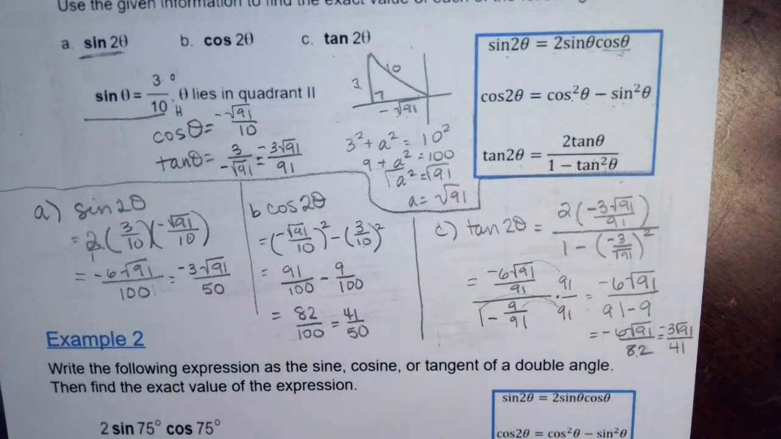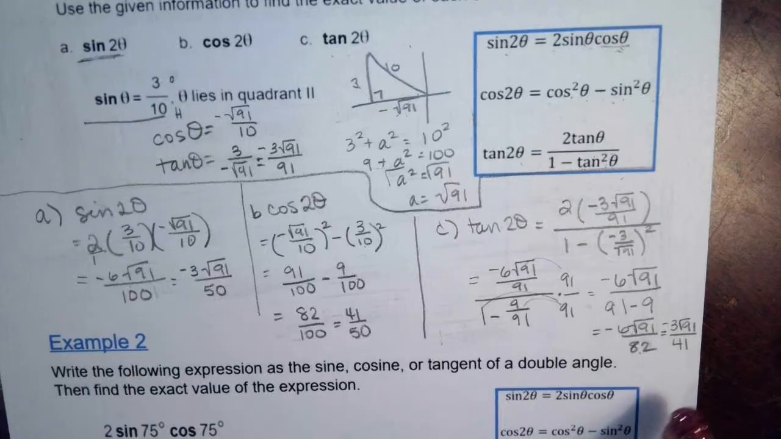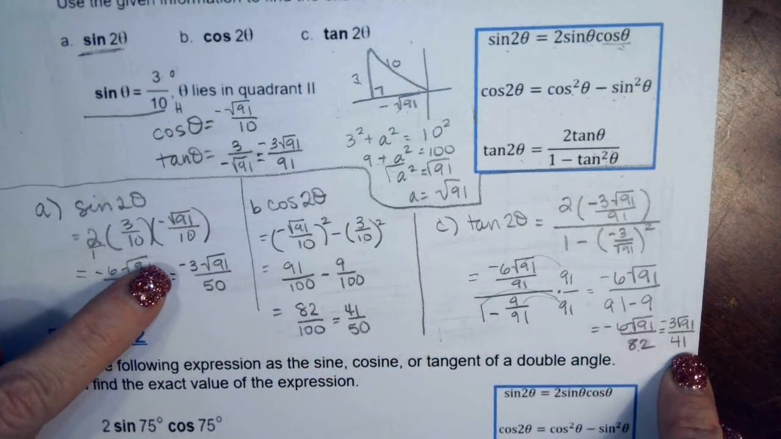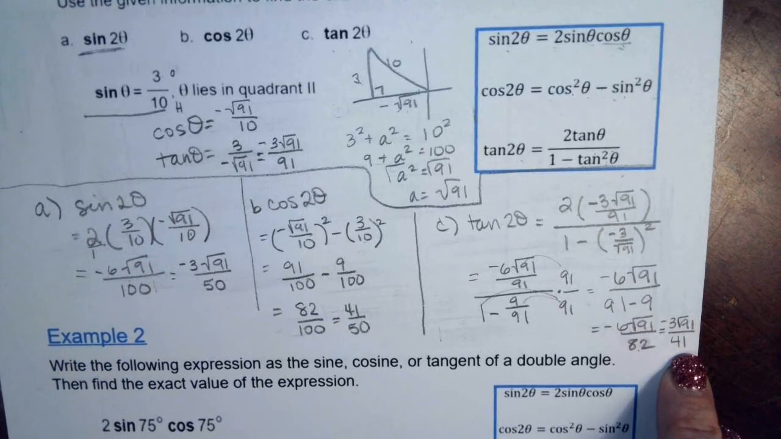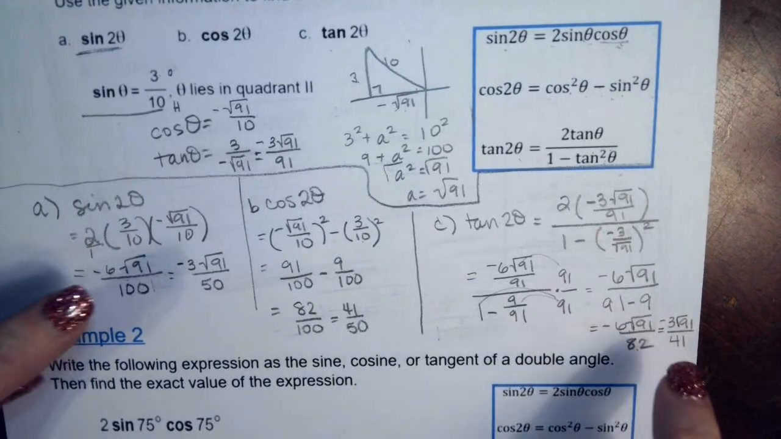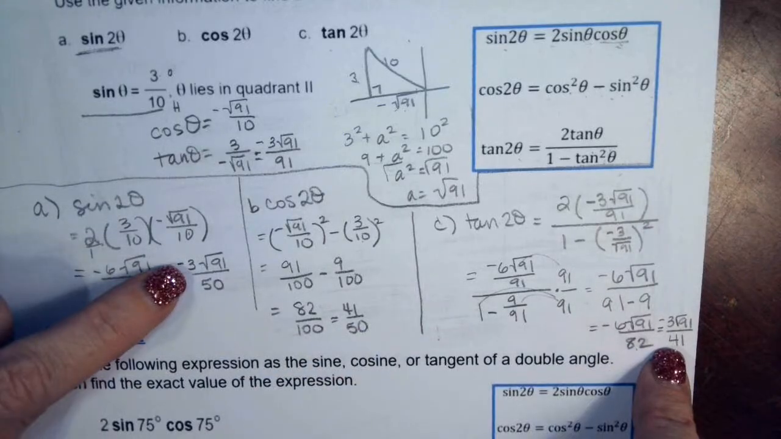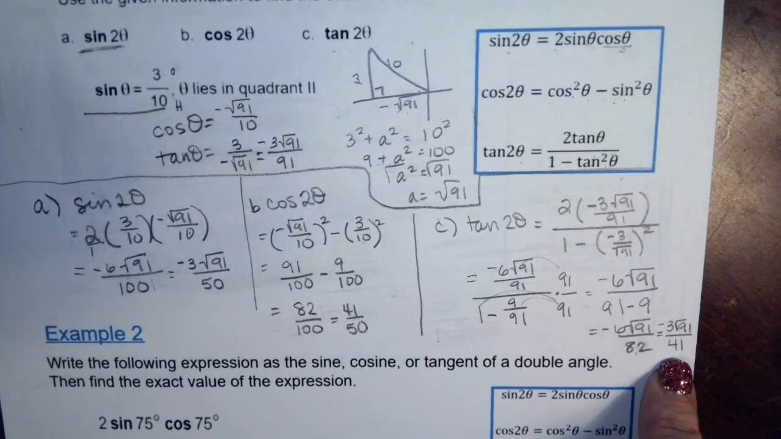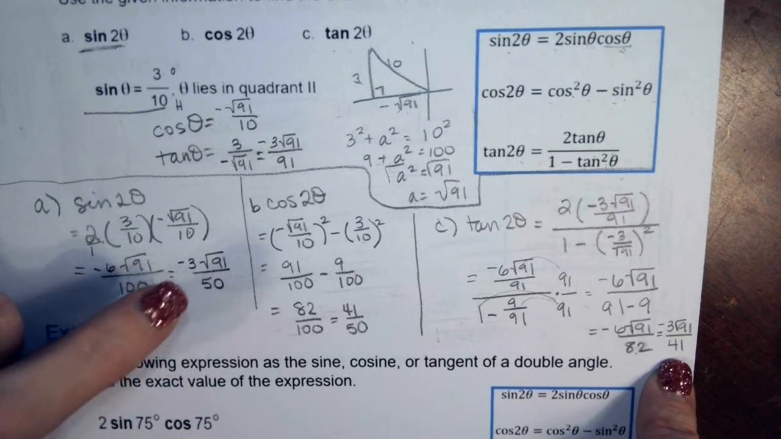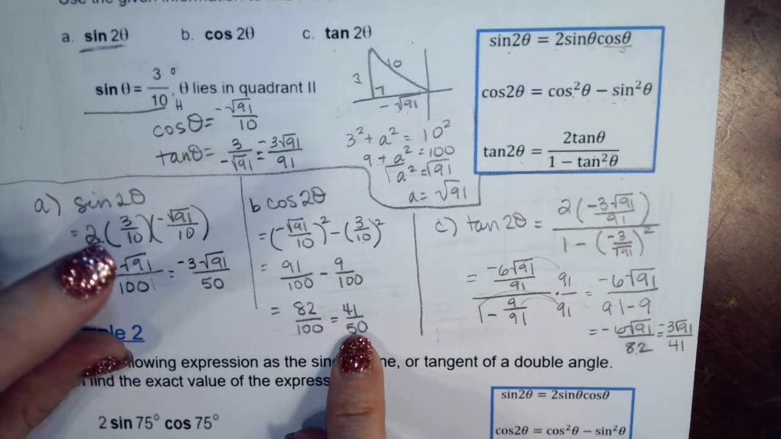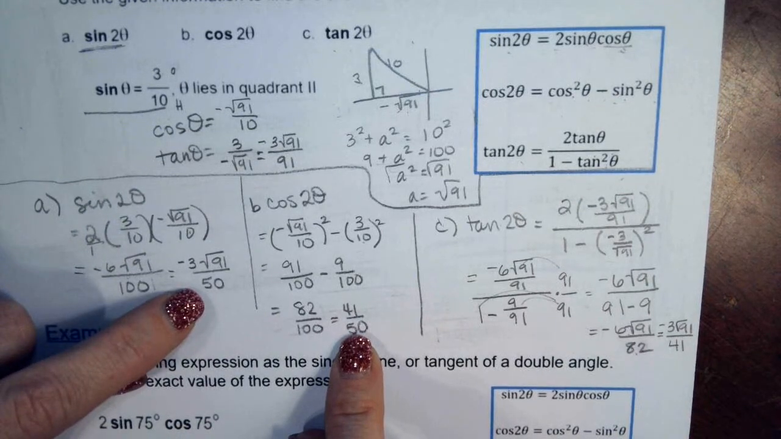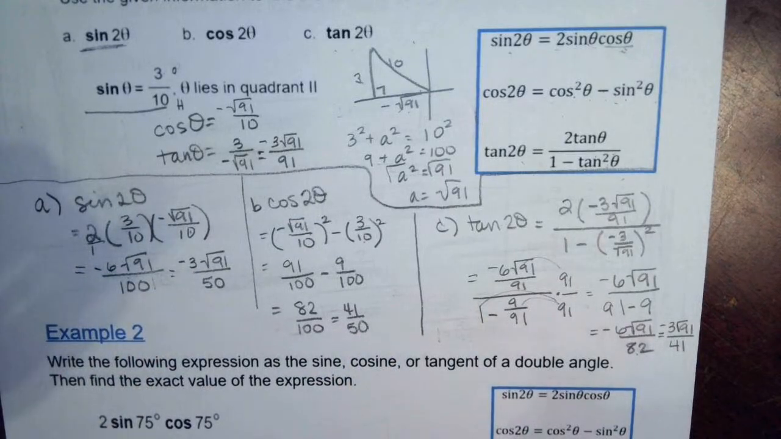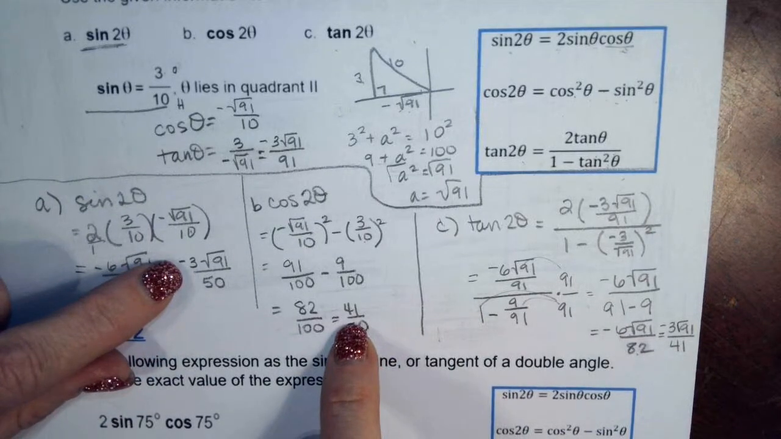Okay, so before I do anything else, I want you to take this and compare it with your sine, and then compare it with the cosine. And remember, the tangent is sine over cosine. So that would be sine over cosine. So that's negative 3 root 91 over 50, all over 41 over 50. And then the 50s would cancel out because they have a common denominator, and you have negative 3 root 91 over 41.